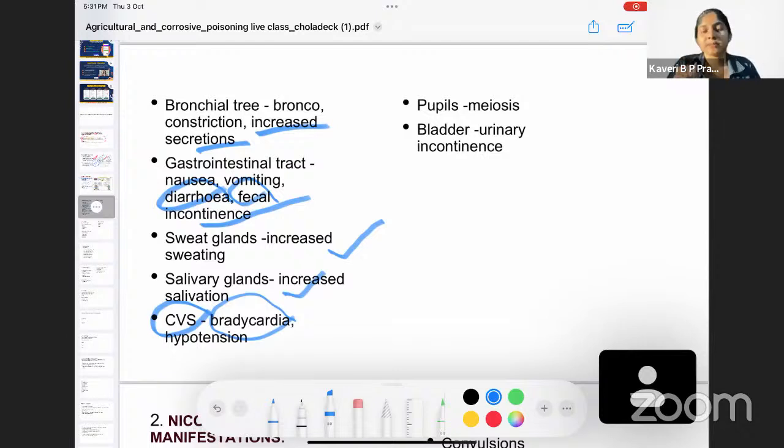So when the muscarinic symptom is asked, remember increased secretions everywhere, and you need to try to remember what is different. The different one is what happens in the cardiovascular system. There is going to be bradycardia. The pumping of the heart reduces. Coming to pupils, there's miosis. So the pupils look very constricted. Coming to the bladder, there is urinary incontinence. That is, he's going to urinate a lot. He's going to be covered in his urine.